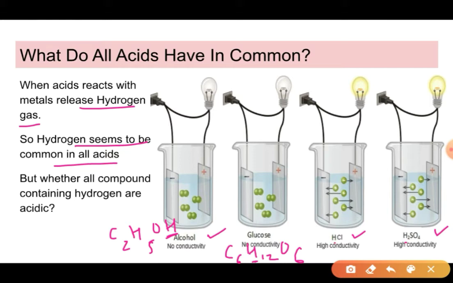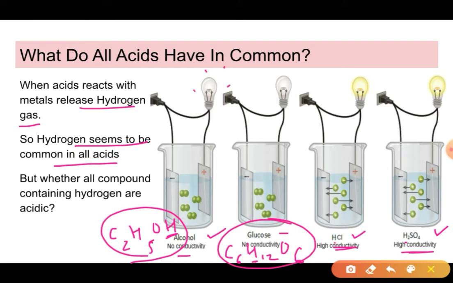But we see that the bulb is glowing only in the case of acids, in hydrochloric acid and in sulfuric acid. It is not glowing in alcohol and glucose. This means that these are not acids and they are not producing H plus ions. These compounds, alcohol and glucose, are not splitting into ions. That is why the bulb is not glowing.